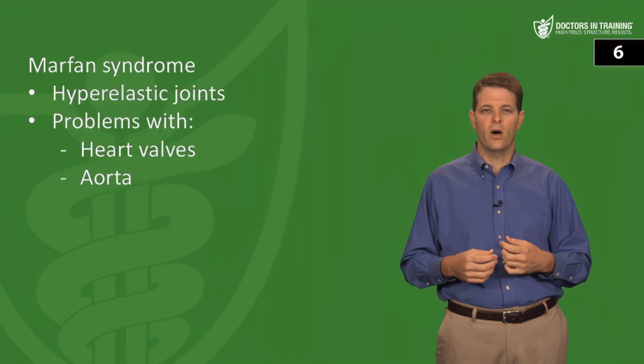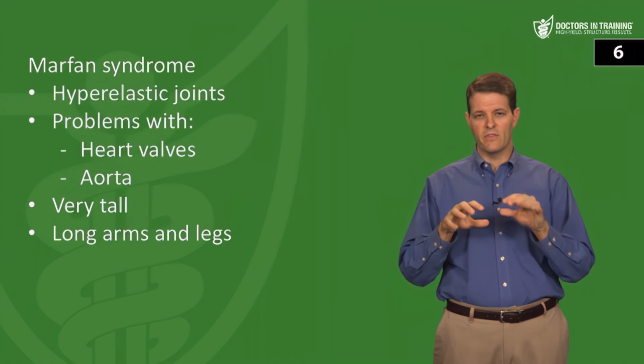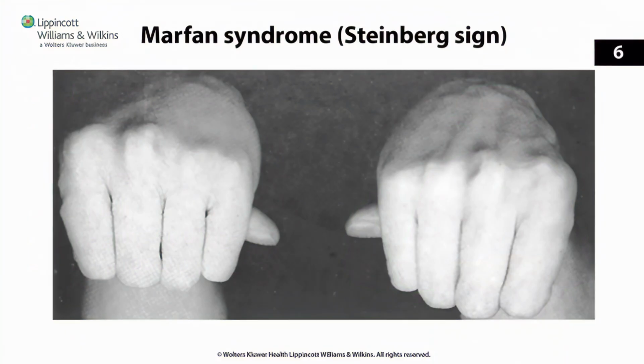Marfan patients are also often very tall, they have really long arms and legs, and they have long spidery fingers, which we call arachnodactyly. So these are the hands of a patient with Marfan syndrome, and you can see that the thumbs are so long that the entire distal phalanx sticks out when he makes a fist. This is called Steinberg's sign.